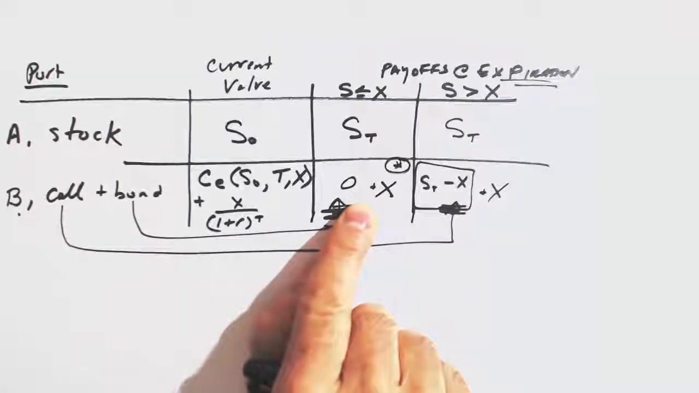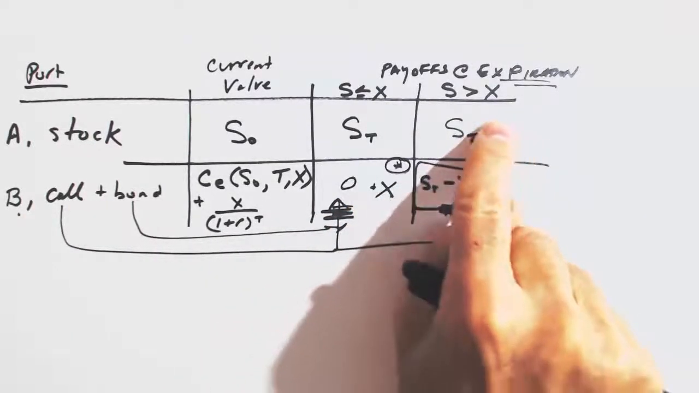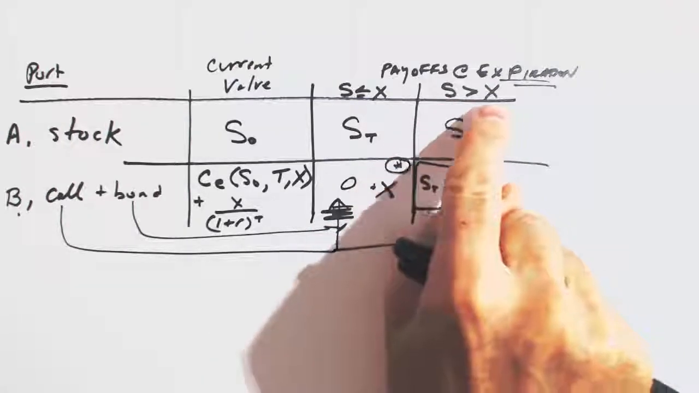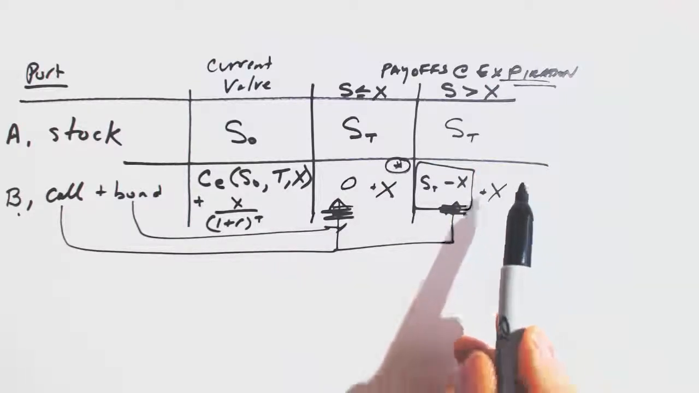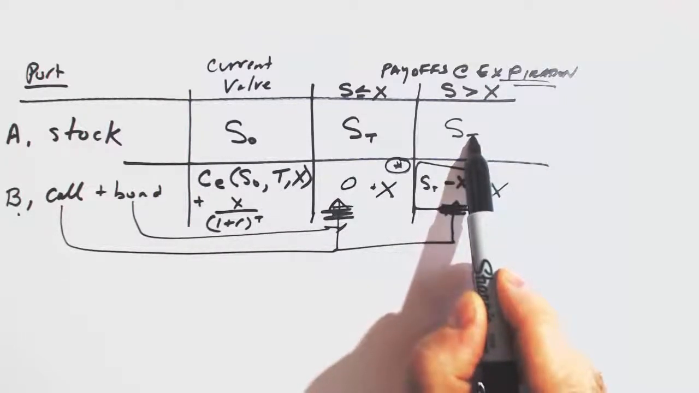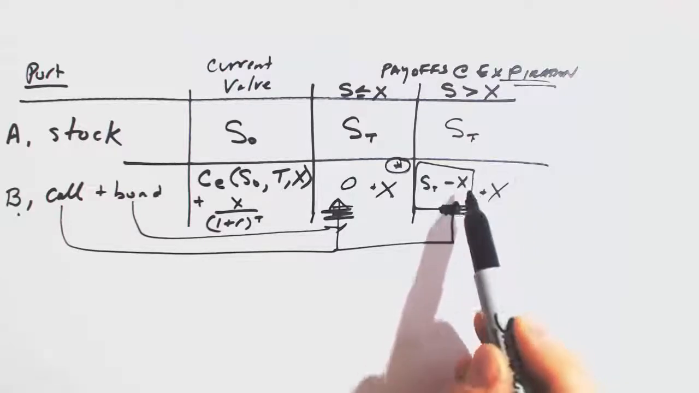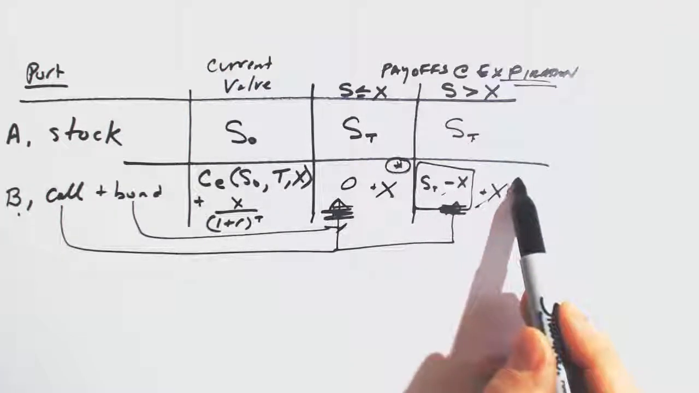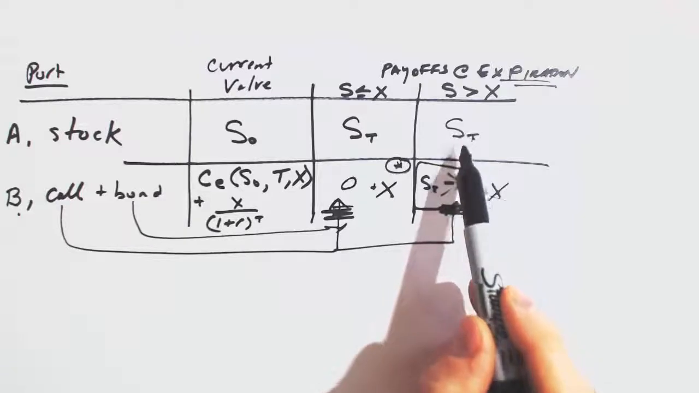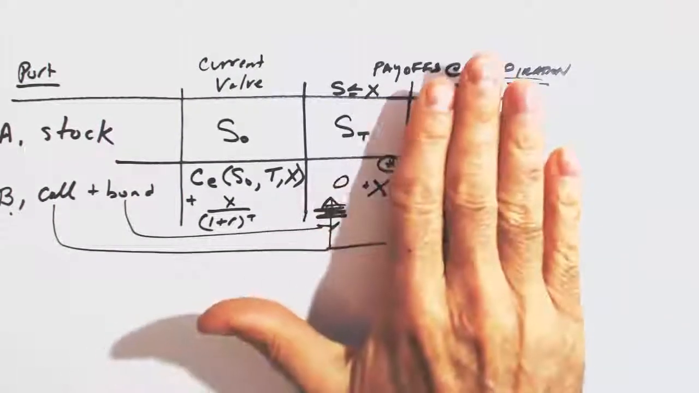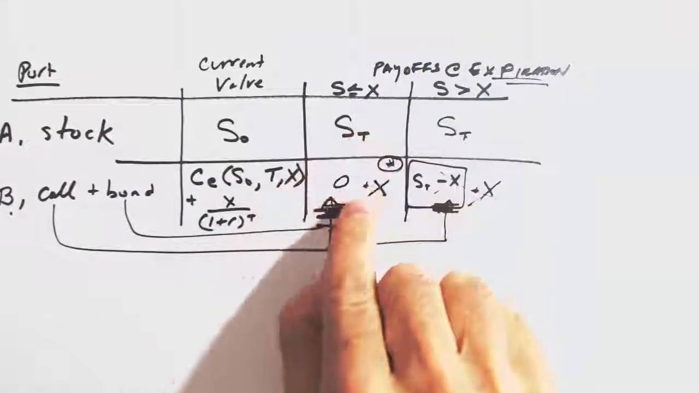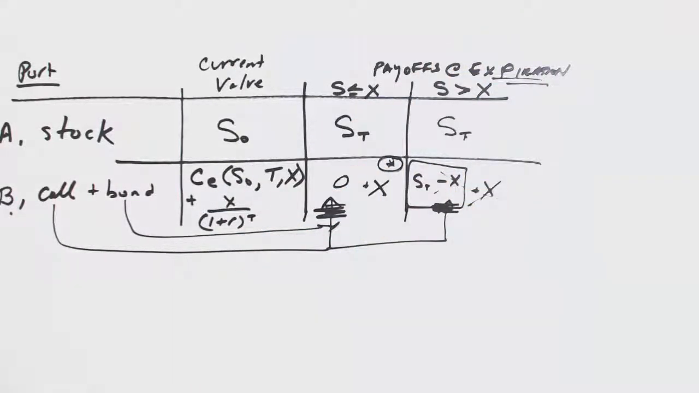It's more valuable. Now, what happens to the comparison between A and B when the option is in the money? We're going to compare the stock price at expiration versus this. Notice the X's cancel. Positive X and minus X cancel out. You're comparing ST to ST, so there's no difference. What matters is just this one scenario where the stock price is lower than the strike. And so we see that portfolio B dominates.